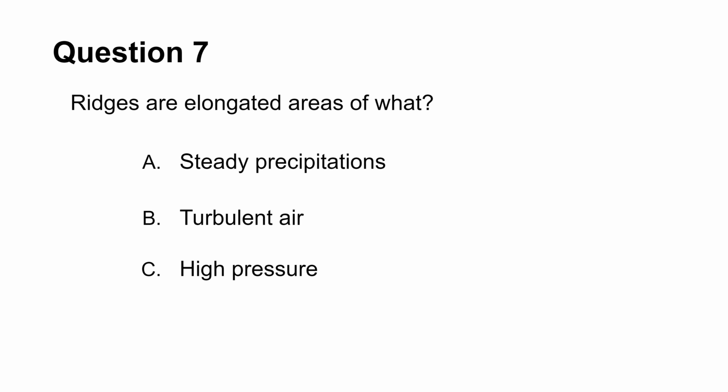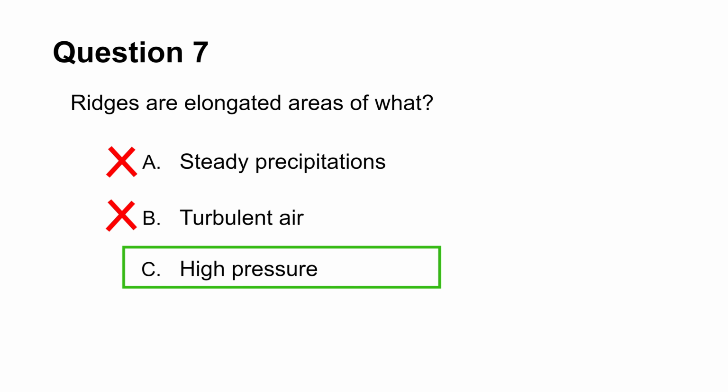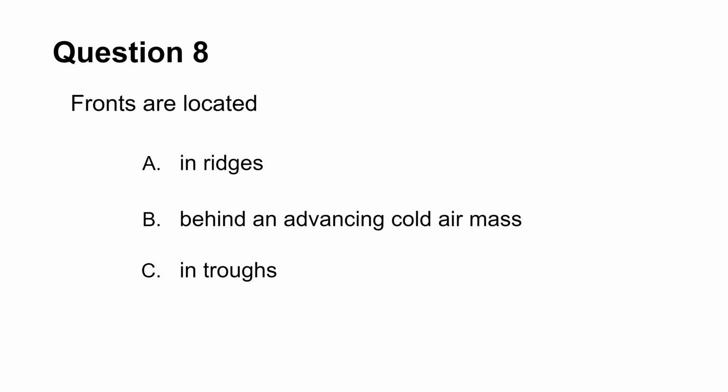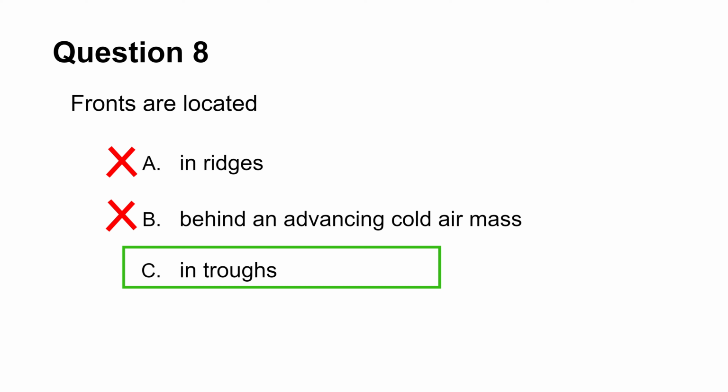If you recall, ridges are elongated areas of high pressure. This makes choice C the answer to this question. The next question is about fronts and their location. As explained earlier, fronts are located at the lowest pressure zone where two air masses collide with each other. Troughs are low pressure areas, therefore fronts are always located in troughs, making choice C the answer.